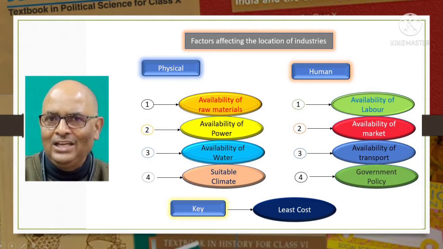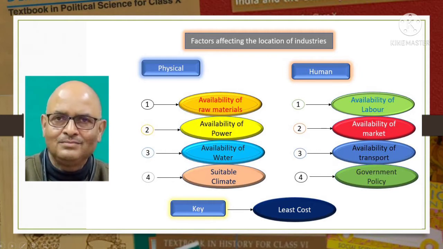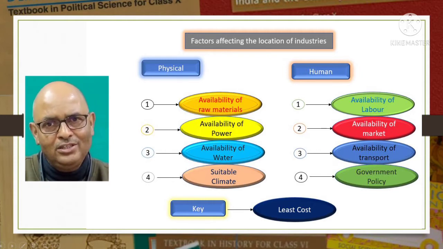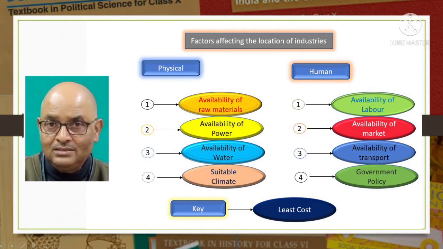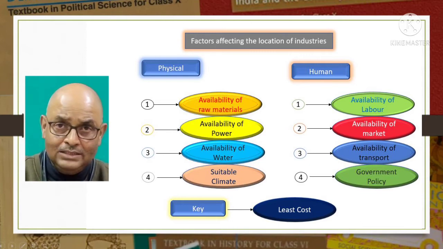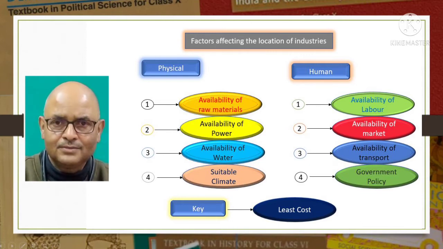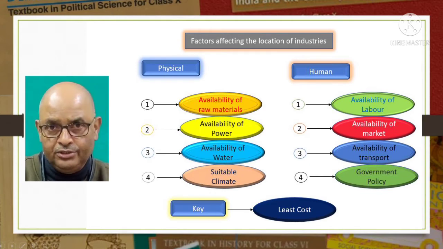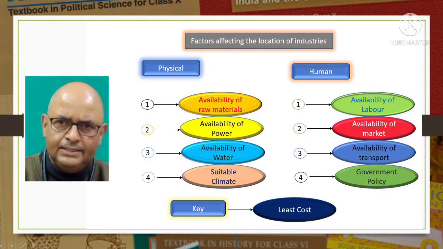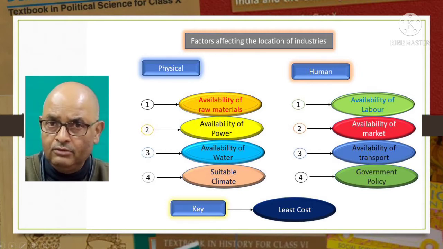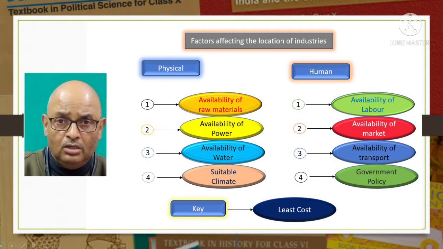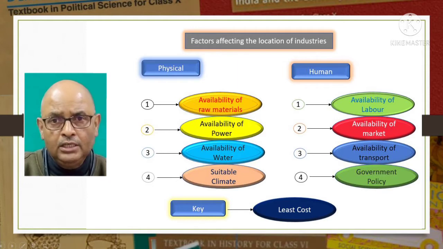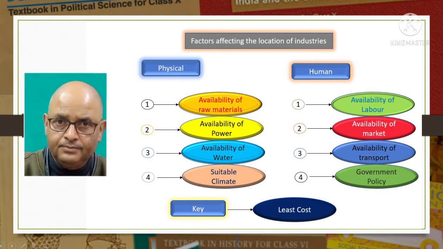Let us see now some human factors. First, availability of labor. Industries require both manual, unskilled and skilled workers. Industries that are located in densely populated regions have no problems in accessing unskilled or untrained workers. But skilled or trained people are usually hired from outside the region.